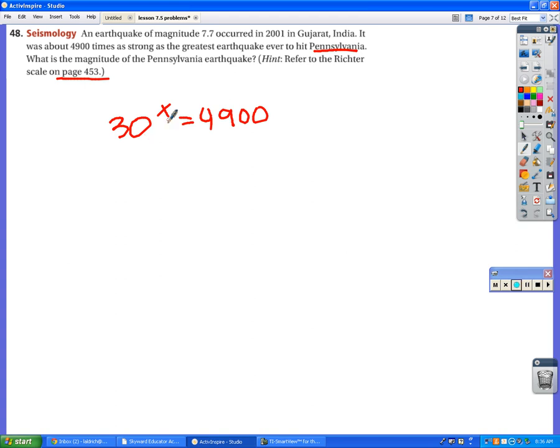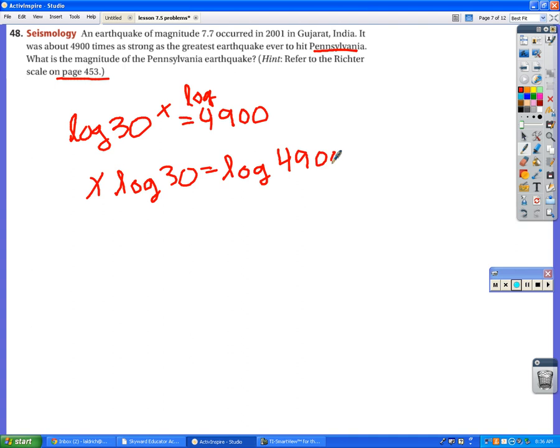If I have a variable in the exponent, what do I need to do in order to solve this? It's a little frightening that only one person is telling me that. I need to log both sides. So if I log both sides, what can I do with the variable? Move it to the front, so that means x times the log of 30 equals the log of 4,900. Then divide both sides by the log of 30.